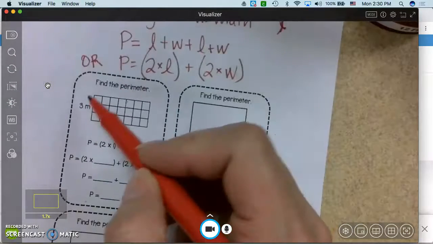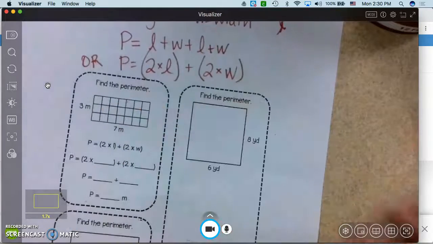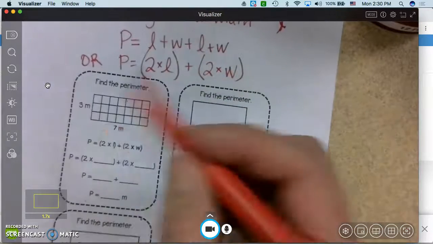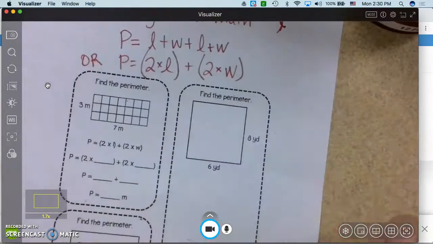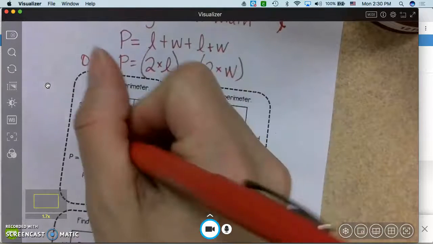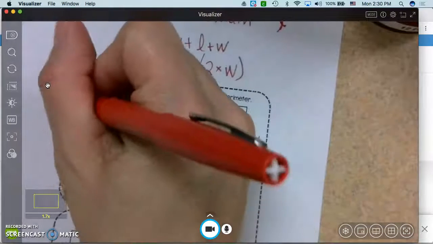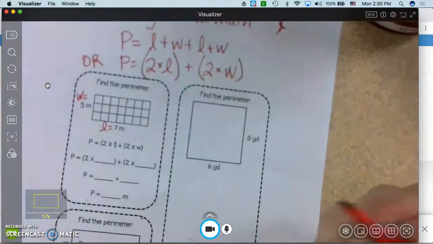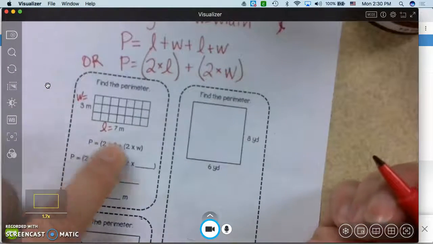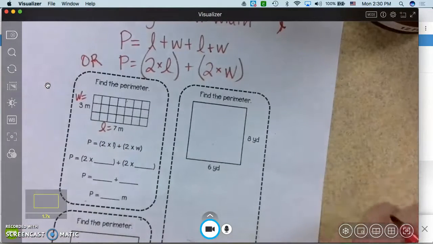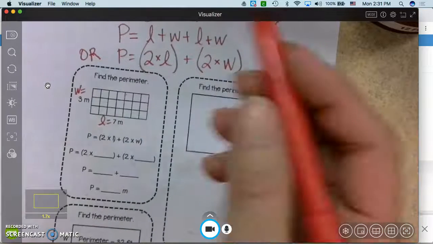What do we know about this side of our rectangle? That side is 3. What do we know about this side? 7. Does it matter which one I pick for my length? No, it doesn't matter. You can pick either one for your length and either one for your width. In fact, I might work it this way and you might work it out the other way. We'll get the same answer. It's okay. You can work it either way.